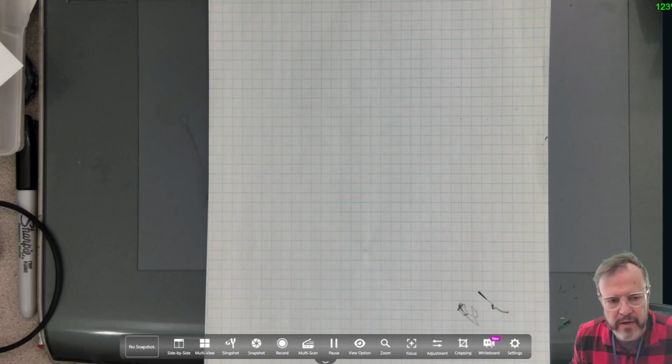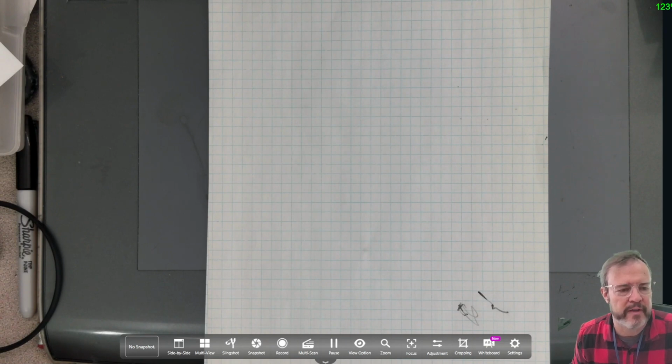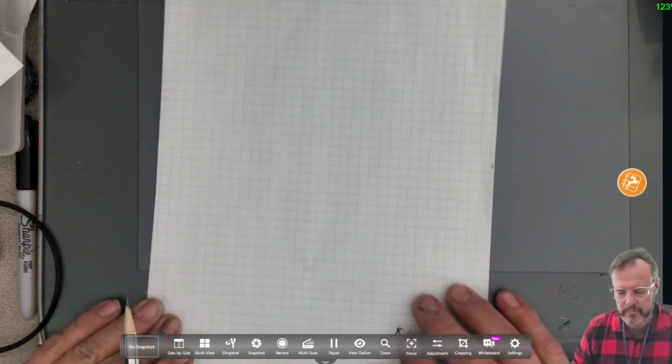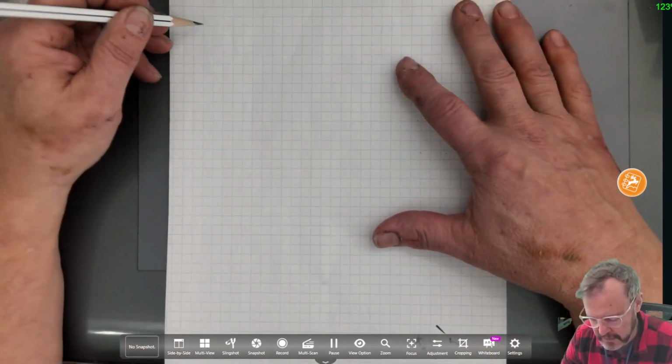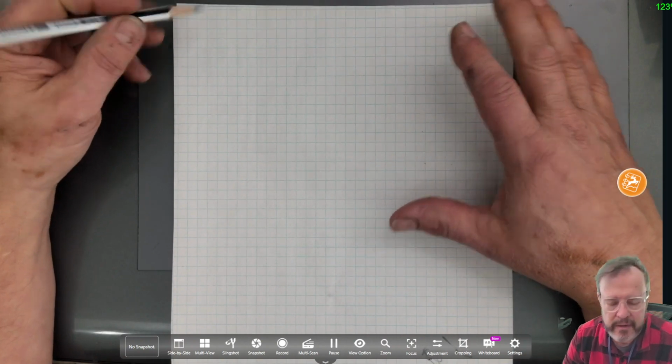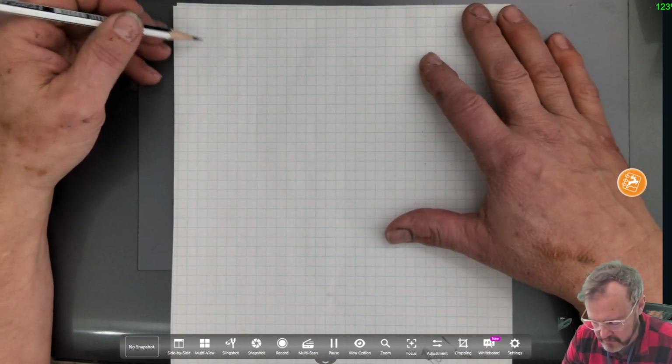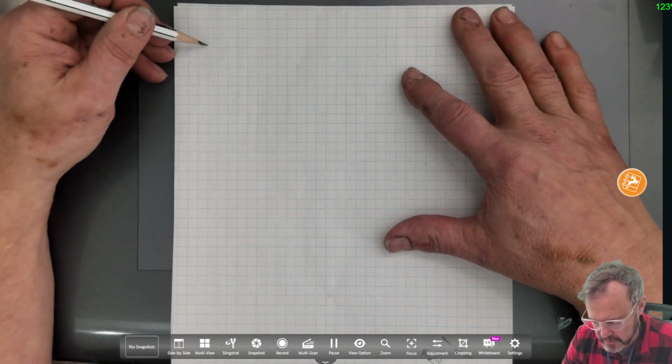Good morning. We're going to talk about setting up your room plans and elevations right now. Let's say your room is 12 feet by 14 feet. That's a pretty big room.